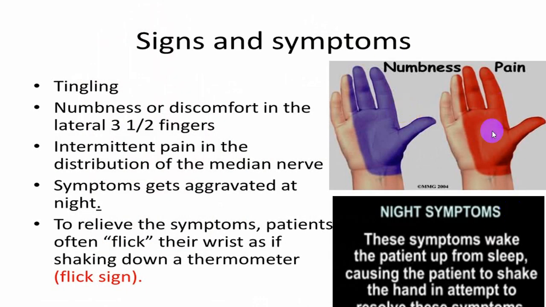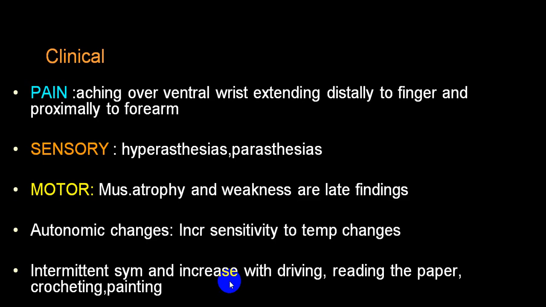So numbness and pain are the most common symptoms, and you get a flick sign. We have already mentioned pain and sensory symptoms like hyperesthesia and paresthesia. Muscle atrophy and weakness are in the late stage or severe compression. You might have autonomic changes, that is temperature changes, and the pain will be aggravated during driving, reading the paper, painting, etc. The typical movements.